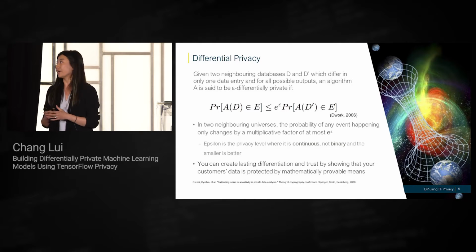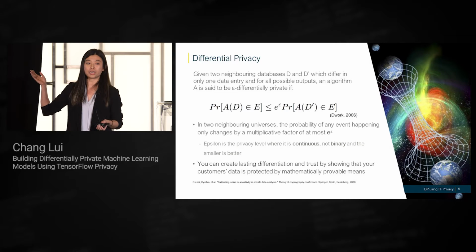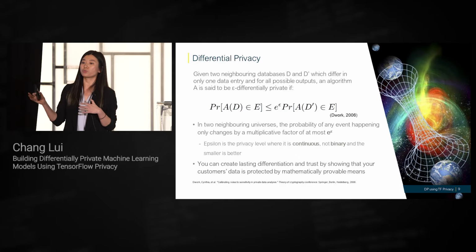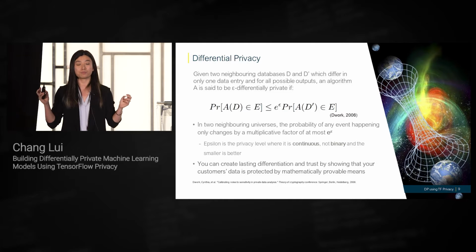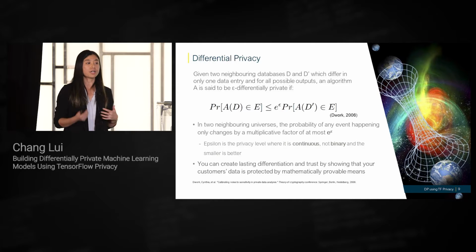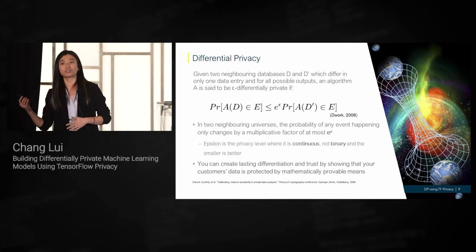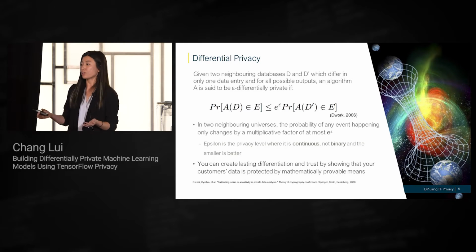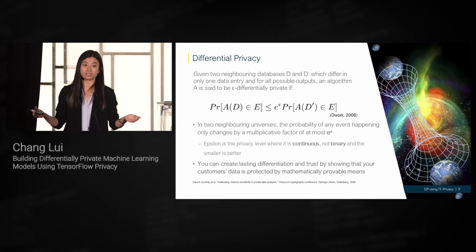But just note that we have this e to the epsilon multiplicative factor here. This epsilon is what we call the privacy budget. It's not a binary term, it's not like we turn it on or turn it off. It's really a scale. The smaller your epsilon is, the more privacy you would achieve in your algorithm.